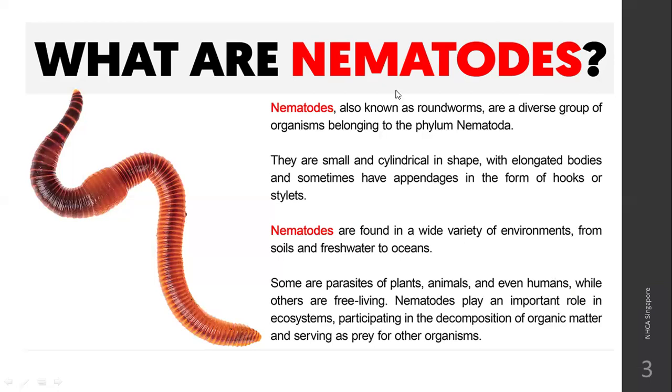Nematodes play an important role in the ecosystem because they help in the decomposition of whatever organic matter is buried, and other organisms prey on them for nutrition. So nematodes have a round, cylindrical shape and long bodies, and sometimes, not always, they have appendages to latch onto something, like hooks, and even to move around. So that is nematodes.